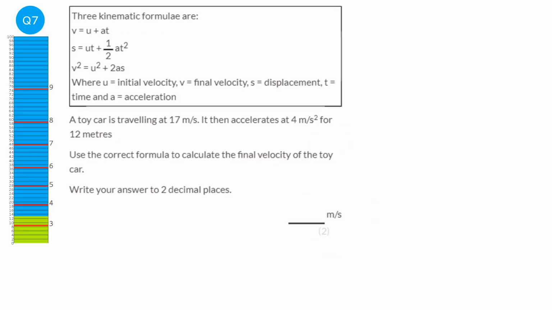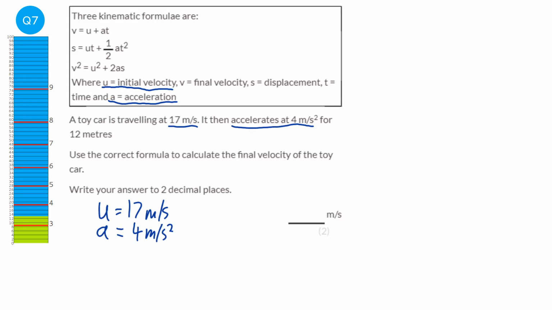We're going to start this question by writing down what we know. So the toy car is travelling at 17 meters per second initially. So the initial velocity or initial speed is 17 meters per second. It accelerates for 4 meters per second squared. So acceleration is going to be 4 meters per second squared. And it's for 12 meters.